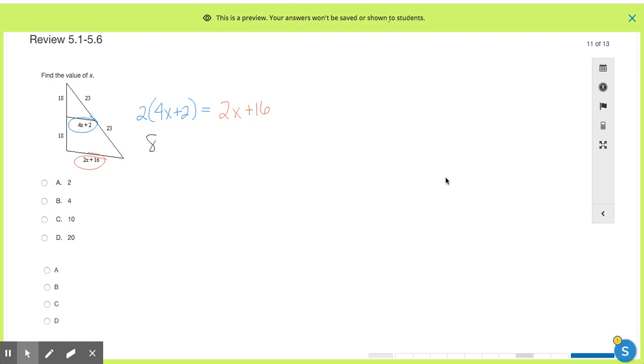So this is going to be 8x plus 4 equals 2x plus 16. Subtract the 2x, 6x plus 4 equals 16. Subtract the 4. So x equals 2.